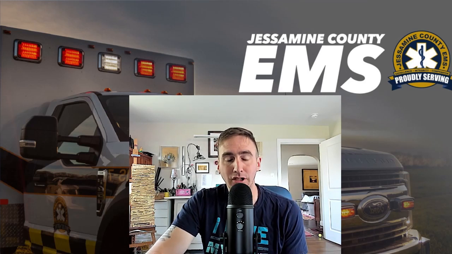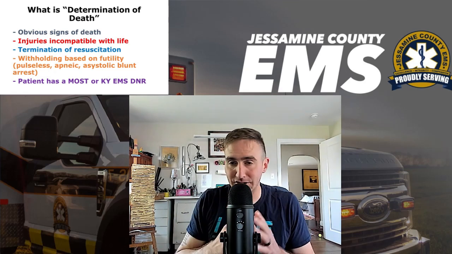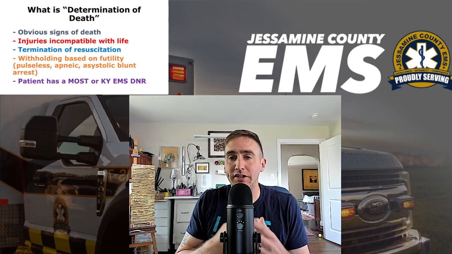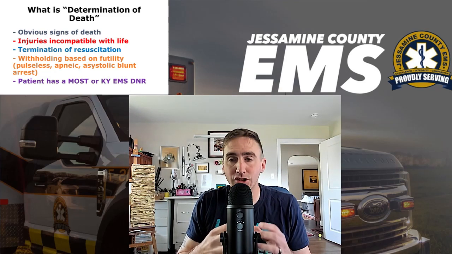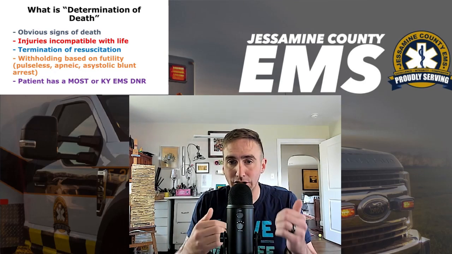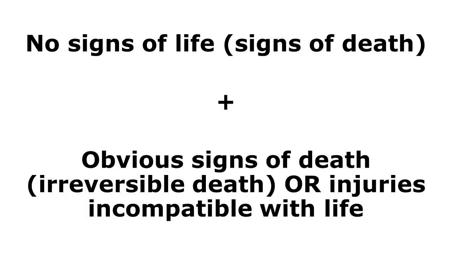Okay, so what is determination of death? First of all, there are a lot of different terms that we're going to be talking about: obvious signs of death, injuries compatible with life, termination of resuscitation, and things like that. Determination of death is when you arrive on scene and determine that the patient has no signs of life and has obvious signs of death. So they have to actually be dead and then have those signs of irreversible death.